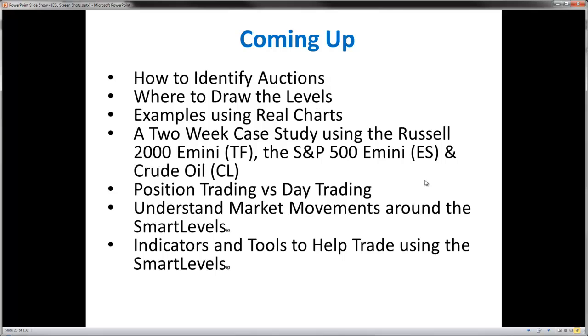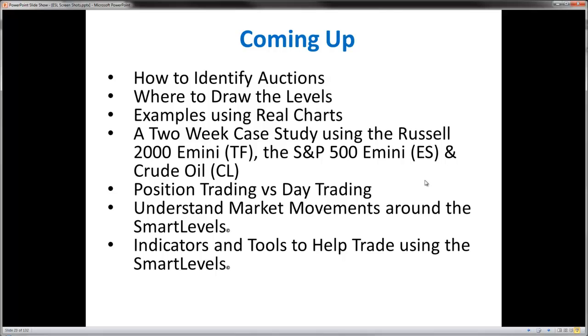So in that case study, we're not only going to show how you identify the auctions and place the levels, but then we'll also look and see how the market reacted to those levels in the next trading day. And we'll do that over a period, day after day for 10 days, and it should give you a really good feel for how you can use this in your trading on an ongoing basis.